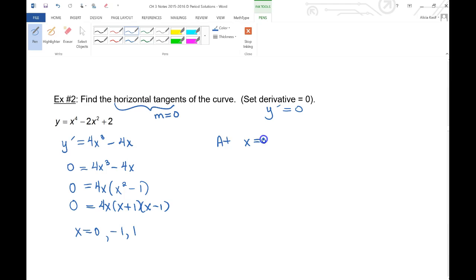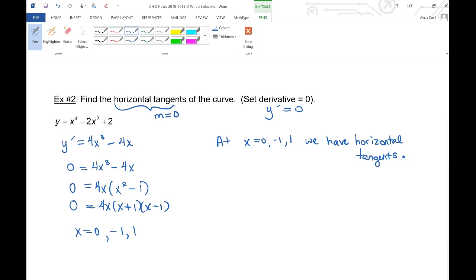So at x equals 0, -1, and +1, we have horizontal tangents. Now, what are the actual tangents? How do we find the actual lines? What would we do? Any ideas? You just use the slope and then.